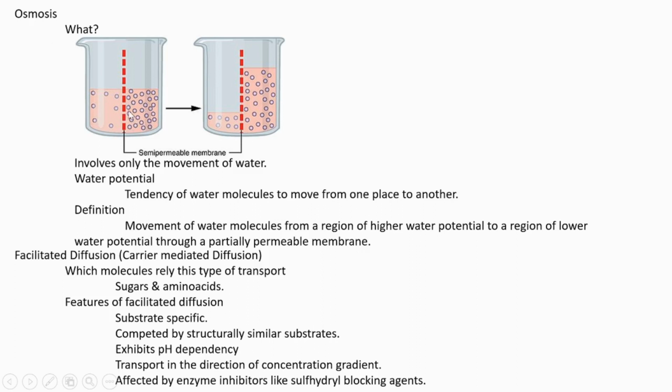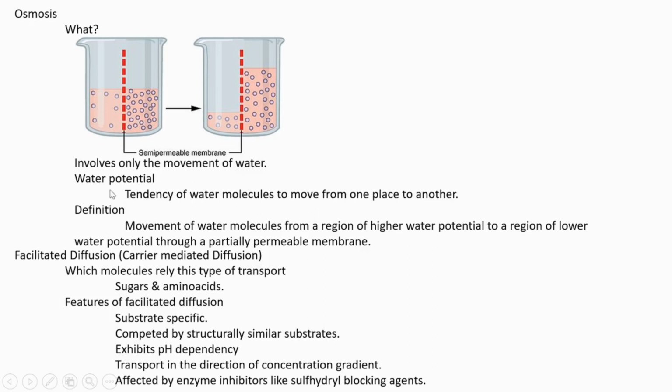So, in osmosis, what is happening? From the region where the solvent's concentration is more, the solvent alone is moving. Solute cannot pass, because there is a semi-permeable membrane. That solute cannot cross this semi-permeable membrane. Only the solvent, the liquid part, moves across the semi-permeable membrane to the other side. So osmosis involves only the movement of water.